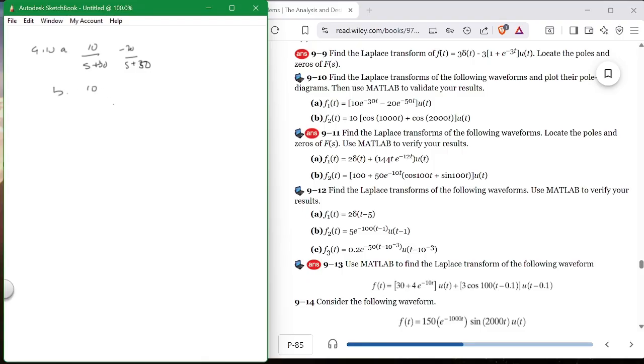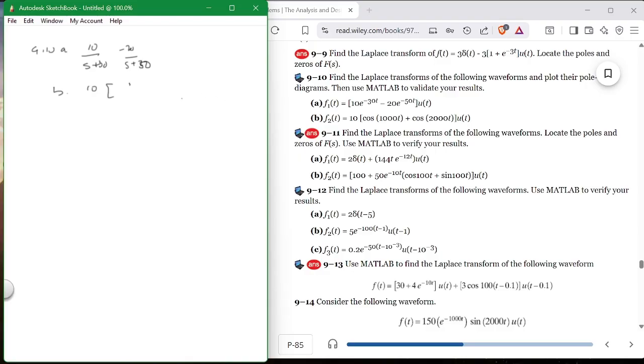10 times what? What is cosine of 1000t? Somebody help him? Huh? Yeah, it's 10 times cosine of 1000t minus cosine of 2000t.